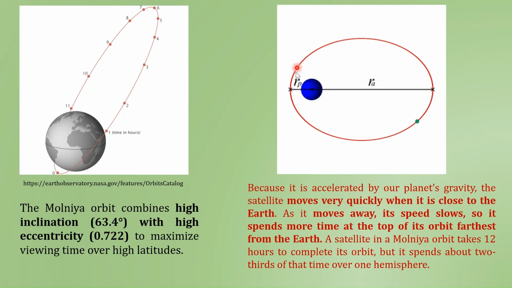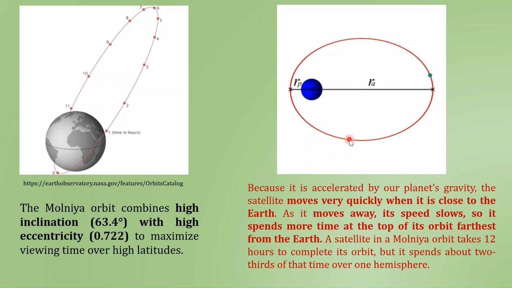So when it is near the earth, it is accelerated by our planet's gravity, and the satellite moves much faster when it is close to the earth. As it moves away, the speed slows down, and it spends more time at the top of its orbit when it is away from the earth. So one revolution is completed in 12 hours, but it spends two-thirds of its time in one hemisphere and one-third of the time here.